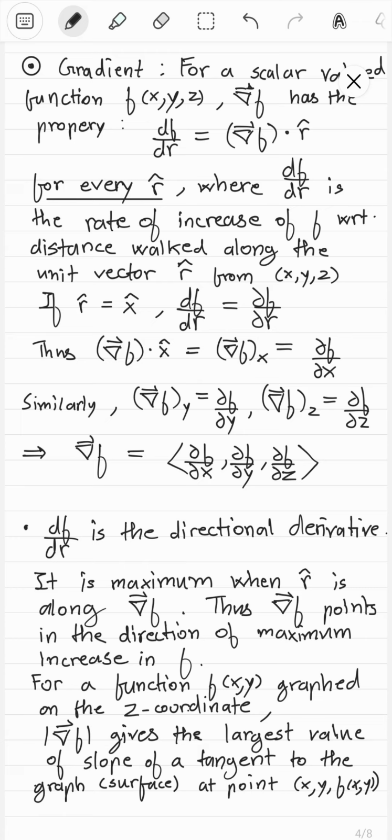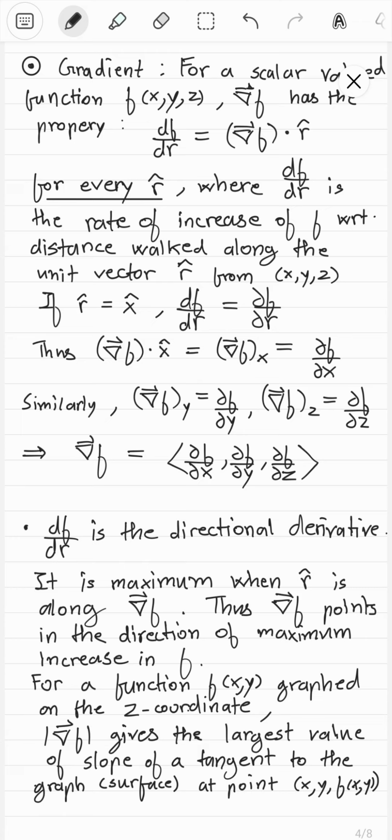It's just df upon dr, that's equal to gradient of f dot r hat. So gradient is a vector valued function such that this happens for every r hat, for that point x, y, z. All right, so you can set r hat to be i hat or x hat if you want, and basically get the x component of gradient of f, and then similarly set it to be y hat and z hat and get the y and z components, and there you go, you got the final formula for gradient, which is just partial f upon partial x, partial f upon partial y, and partial f upon partial z, right?